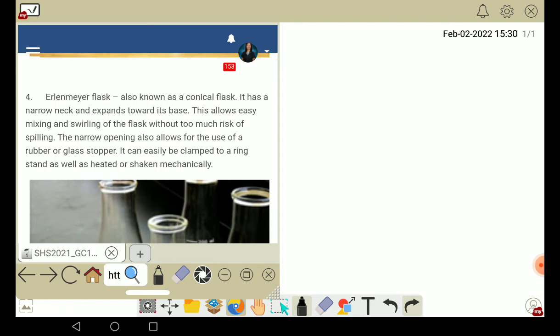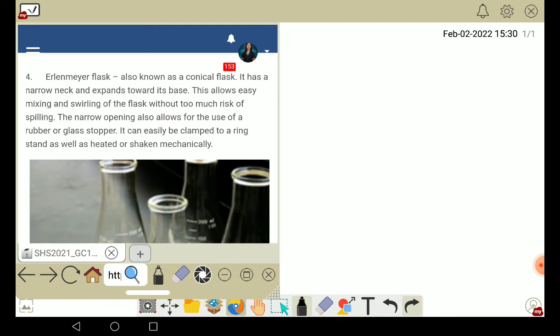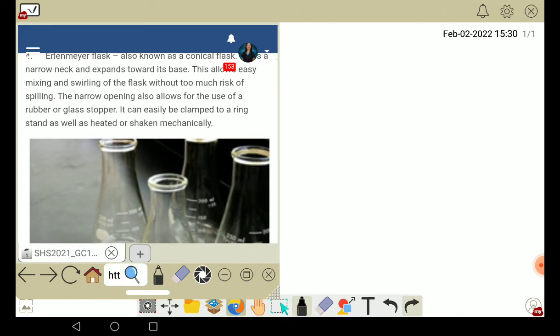This allows easy mixing and swirling of the flask without too much risk of spilling. The purpose of having a long neck on this one is that it secures your liquid from spilling. The narrow opening also allows for the use of the rubber or glass stopper. Take note that aside from your test tubes, rubber and glass stoppers are also used for the Erlenmeyer.